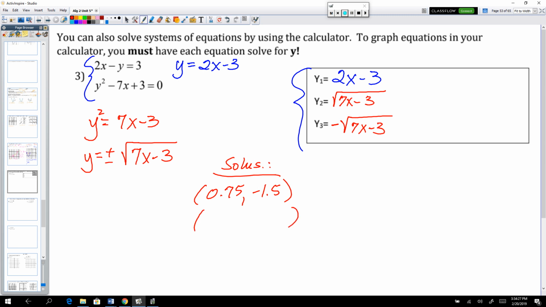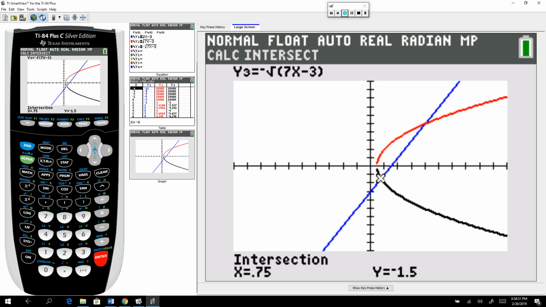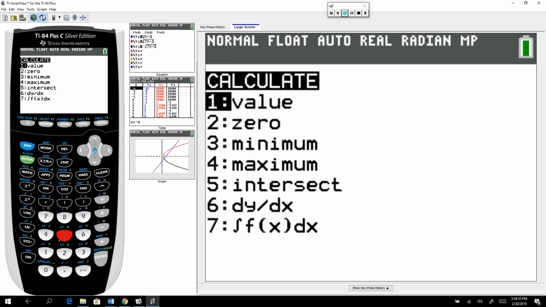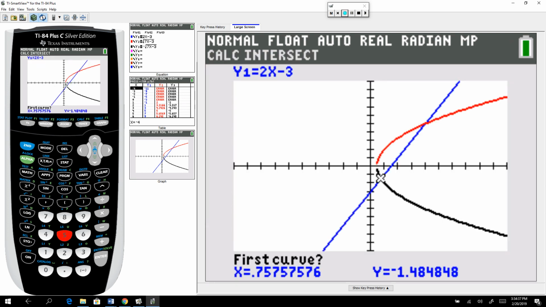Now, to find the second solution, I will need to start this process again. Second, trace, intersect. And again, it's asking if I like the blue curve. I certainly think that's fine. I need to know where the blue and the red curve intersect. I am going to scoot to the right a little bit to get a little closer to the intersection, just to make sure my calculator doesn't get confused about what I'm asking about.